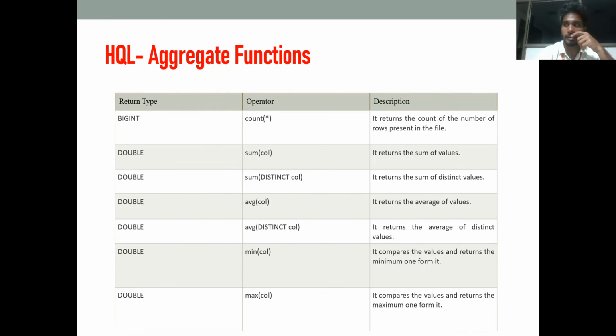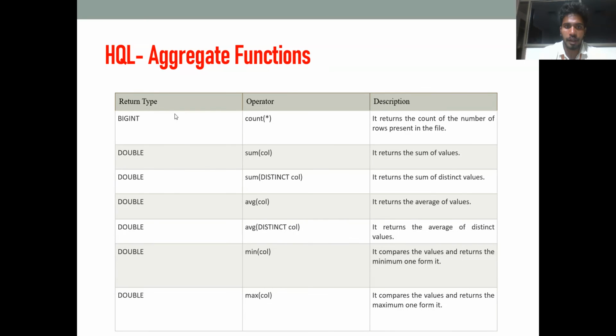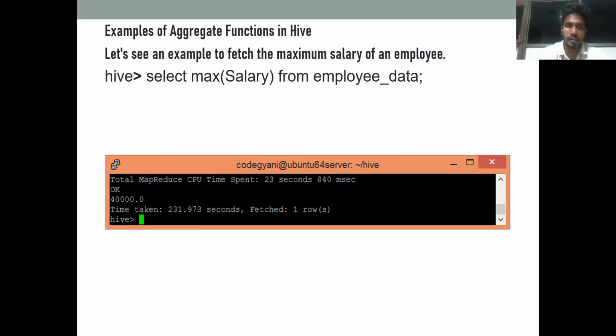And then aggregate functions. We have a number of aggregate functions like count, sum, average, minimum and maximum. In that we are going to see one example. Let's see an example to fetch the maximum salary of an employee. The query is select max of salary from the table employee, and we could see the results through this image. Here only one person is getting the maximum salary from the table, about 40,000.